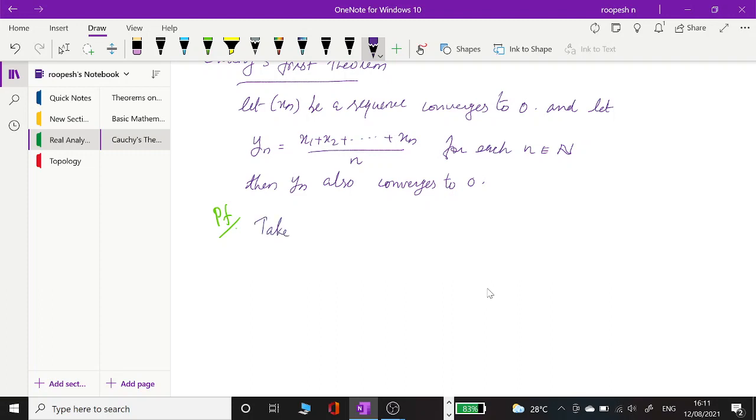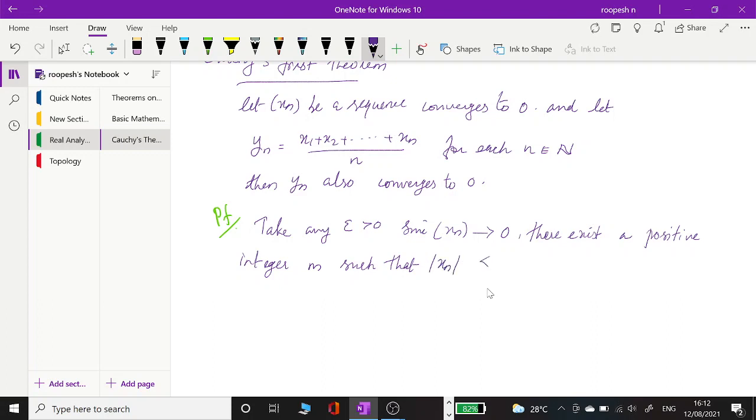Take any epsilon greater than 0. Since xn is given to converge to 0, there exists some positive integer, let us say m, such that modulus of xn is less than epsilon by 2 for all n greater than or equal to m. This follows from the definition of convergence.